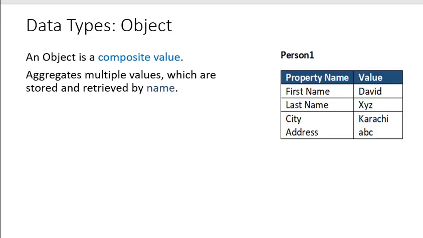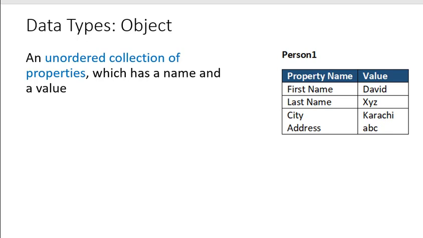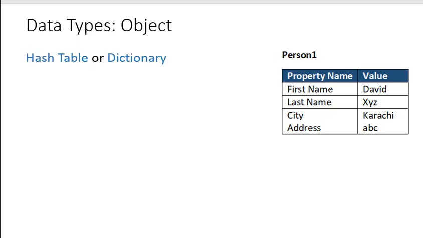It is a composite value. It aggregates multiple values which are stored and retrieved by name. It is an unordered collection of properties which has a name and a value. So it is simply a name to value map, something similar to a hash table or dictionary in other languages. Actually, it is an associative array. Its elements are accessed using property name instead of index of the element.